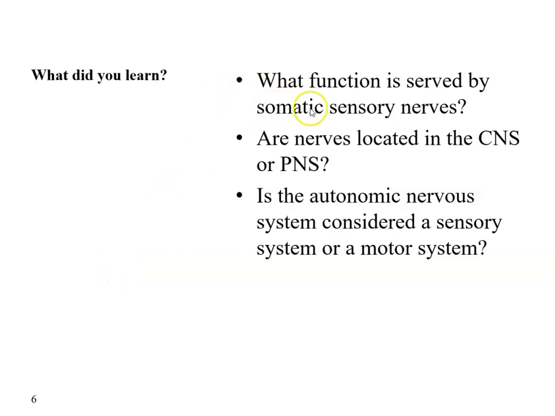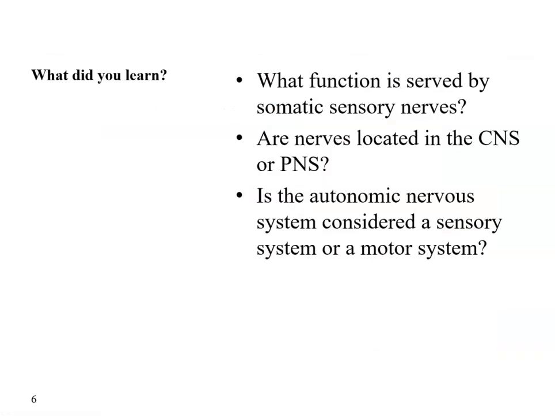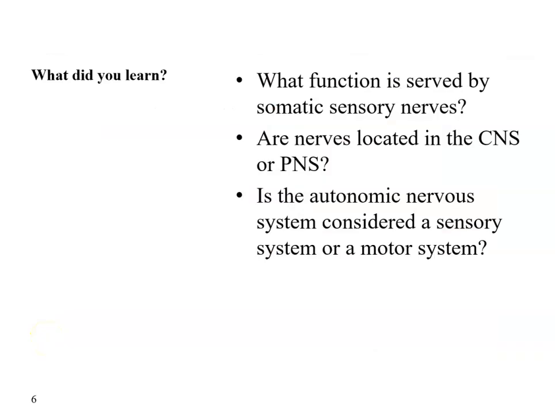Okay, so we have some questions here. What function is served by somatic sensory nerves? Well, we said somatic sensory. This is going to be sensory input that is consciously perceived from receptors. So the function of the somatic sensory nerves is to bring consciously perceived stimuli into the central nervous system.